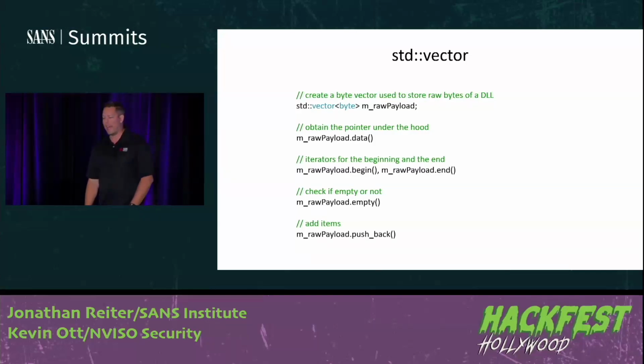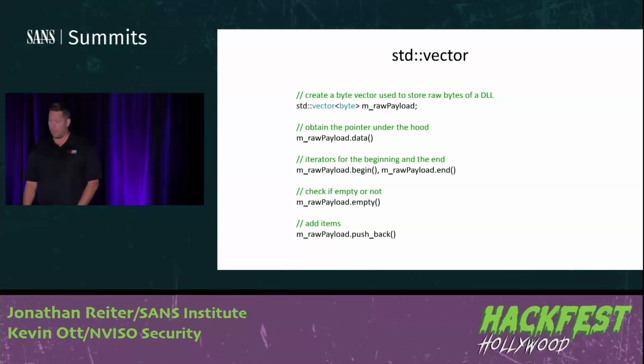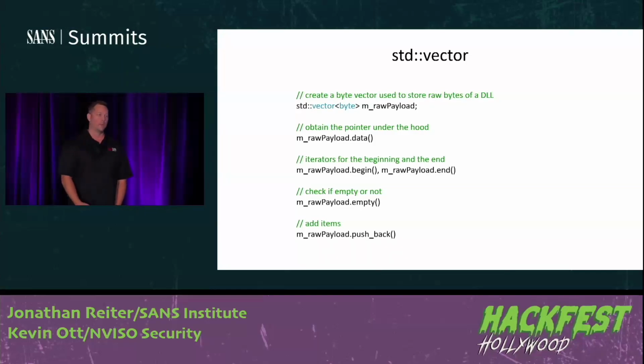With a vector, they have a method called the .data method. Many containers and methods in C++ have this .data method that you can call, which will allow you to access the underlying pointer to this particular object. Other things we have is .begin, .end, kind of what's in the name. I think that's kind of self-explanatory there. Begin, the beginning of the vector, the end is the end.